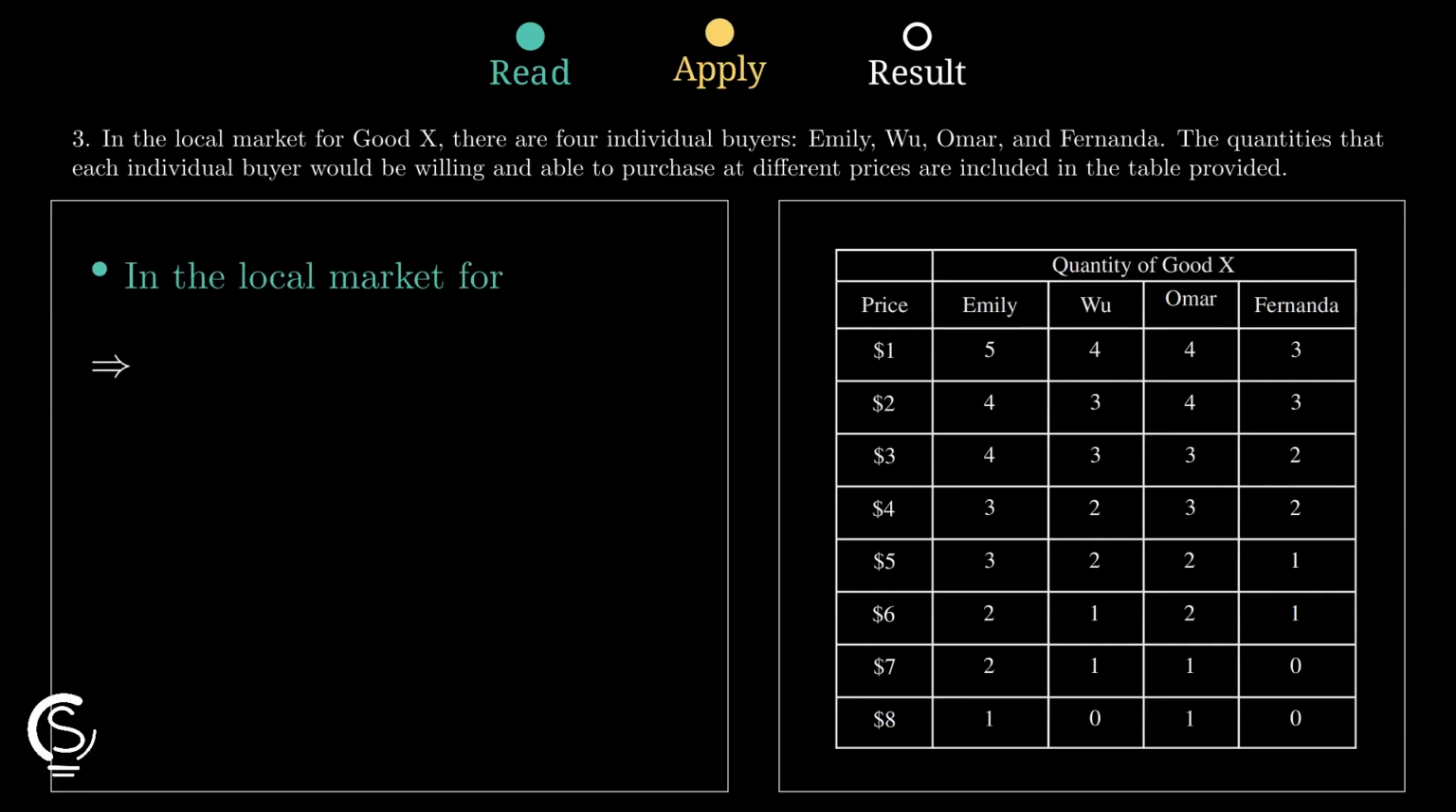If the price rises to $7, the new market quantity demanded is 2 plus 1 plus 1 plus 0 equals 4 units. The price elasticity of demand using the midpoint formula is PED equals the absolute value of (4 minus 8) over 6 divided by (7 minus 5) over 6, which equals 2.